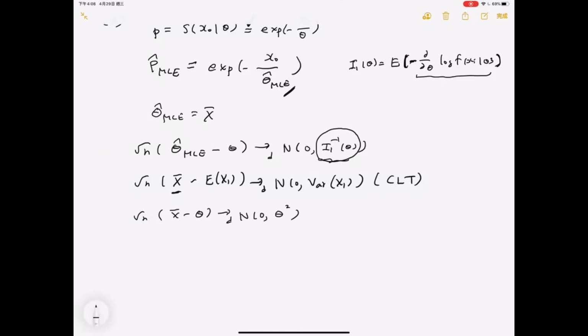Yes, I think so. That means eventually this guy right here has got to be theta inverse squared, to make it correct. Got to be theta.